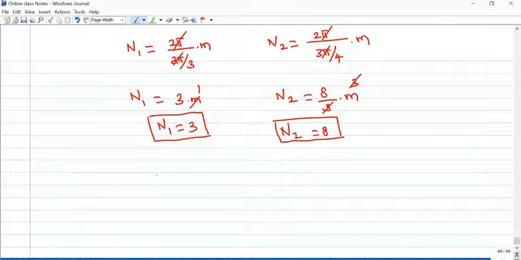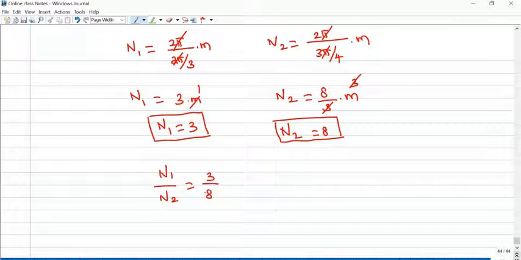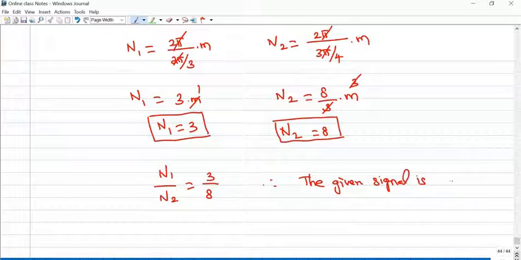Step 2, find the ratio between N1 and N2: 3 by 8. Therefore, the ratio between N1 and N2 does not have any root terms or pi terms. It is completely a ratio between two rational numbers. Therefore, the given signal is a periodic signal.